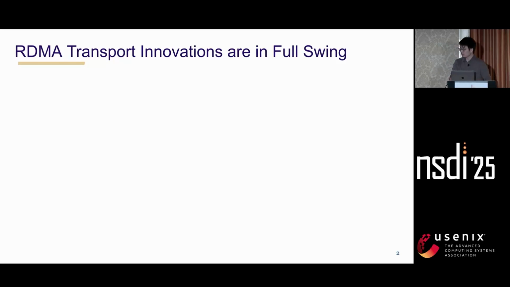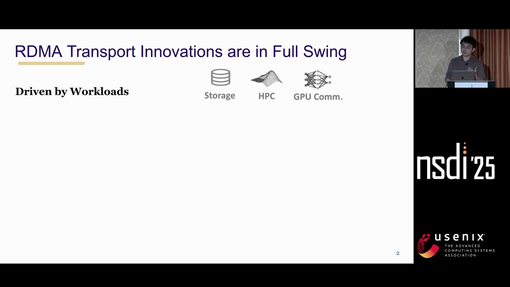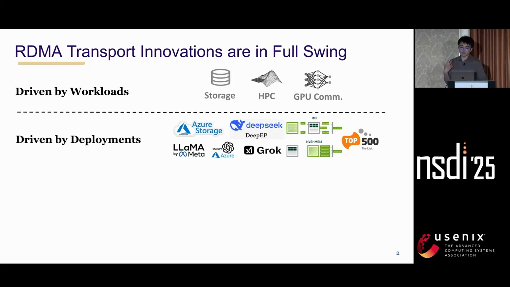RDMA is popular. Numerous ideas are emerging to customize RDMA transport, including congestion control, multi-tenant isolation, routing, and more innovations. There are several driving forces behind them. Firstly, it is driven by workload. RDMA empowers data center workloads, such as disaggregated storage, HPC, and GPU communication. Also, it is driven by large-scale deployment. For instance, Alibaba reports using RDMA to support large-scale storage workloads.